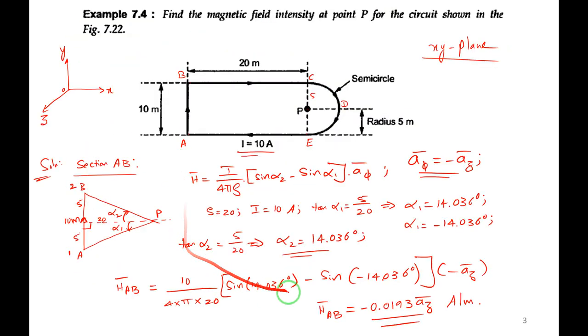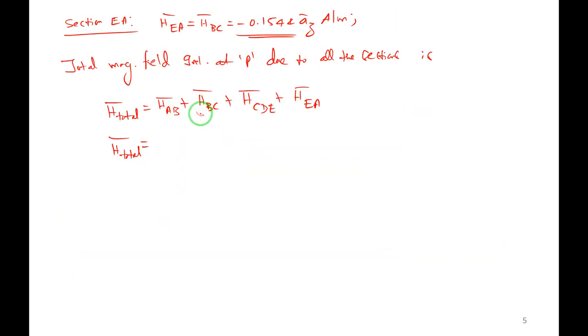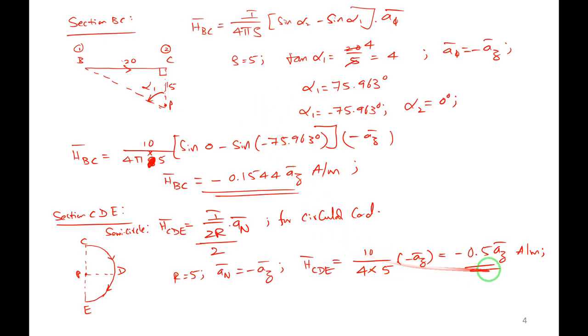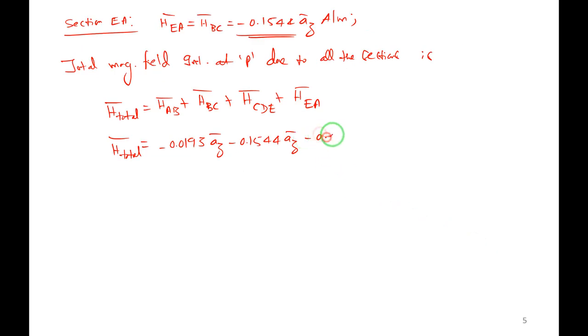H AB is how much? Minus 0.0193 AZ. BC is minus 0.1544 AZ. Then CDE is minus 0.5 AZ. Then EA is the same as BC, here it is there, right? So minus 0.1544 AZ.